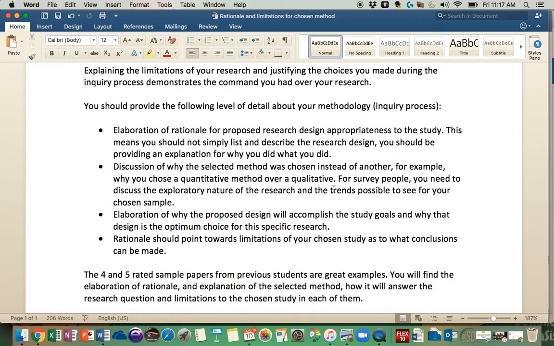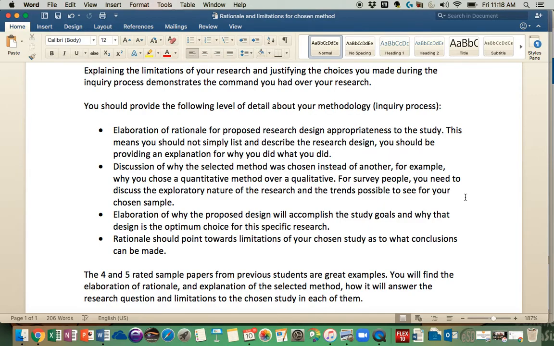An elaboration of the rationale for the proposed research design's appropriateness to the study. This means you should not simply list and describe the research design. You should be providing an explanation for why you did what you did. You should have a discussion of why the selected method was chosen instead of another method, for example, why you chose a quantitative method over a qualitative one. For survey people, you need to discuss the exploratory nature of the research and the trends possible for you to see with your chosen sample.